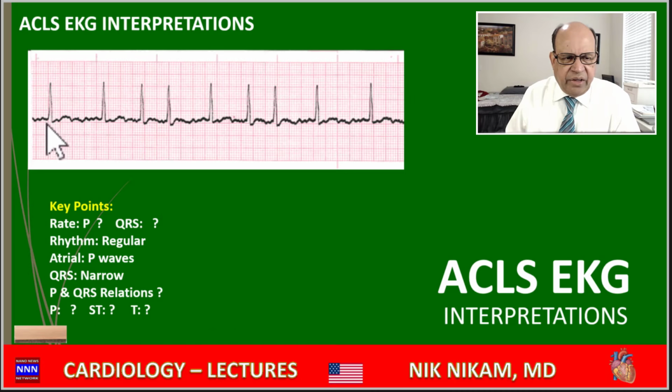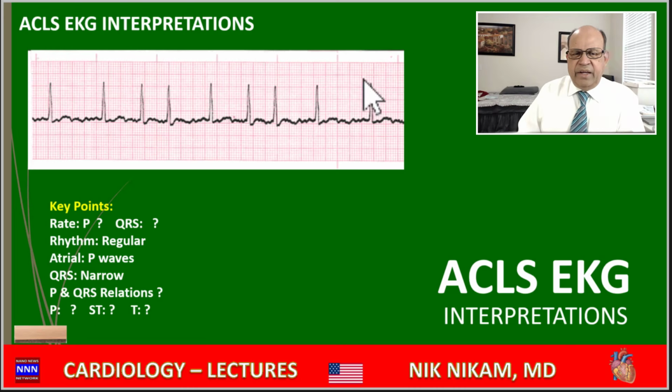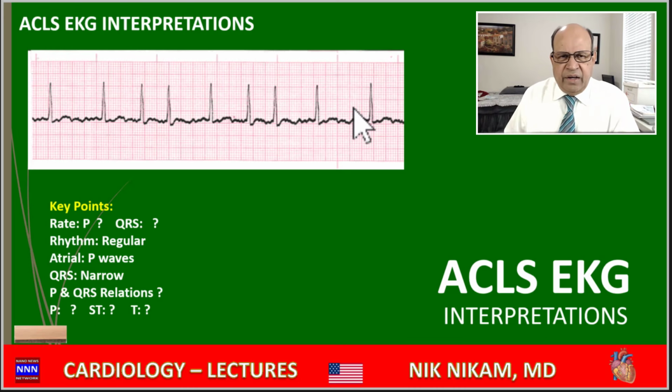We are dealing with atrial fibrillation with fairly rapid ventricular response. The best way to measure the response is, these are 1 second markers, 1, 2, 3, 4, 5, 6. In 6 seconds, we have 1, 2, 3, 4, 5, 6, 7, 8, 9. So this rate is approximately 90. If it's over 100, then it will be atrial fibrillation with a rapid ventricular response.